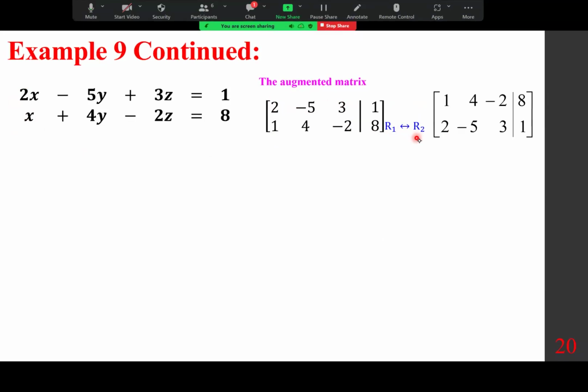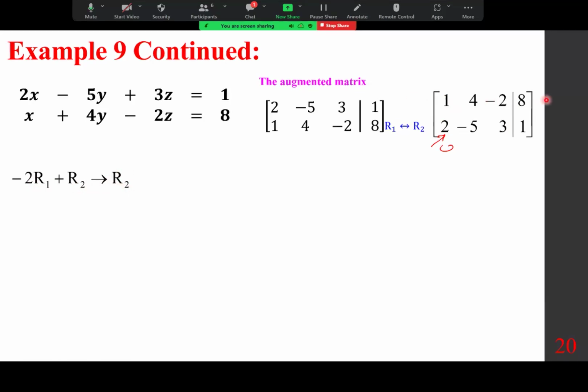And remember, the next thing is to make this guy 0. So the next thing is to change 2 to 0. So how do we do that? If we multiply this by 2 and subtract it from here, that means minus 2R1 plus R2 becomes a new R2. See, negative 2 times R1 plus R2 goes to R2 again. That means this is the new R2.